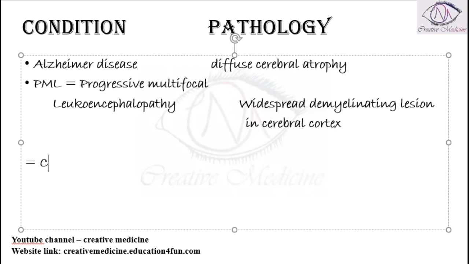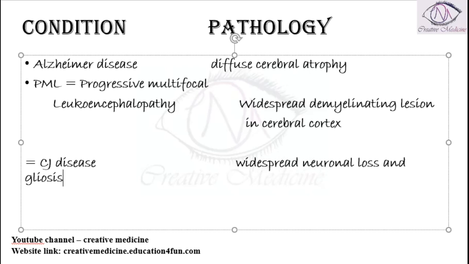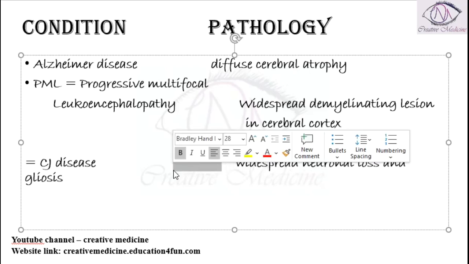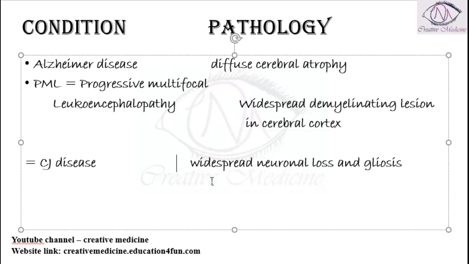Then in Creutzfeldt-Jakob disease, the pathology will be widespread neuronal loss, and gliosis is also seen. In the gross or microscopic pathology, we will see widespread neuronal loss with gliosis.